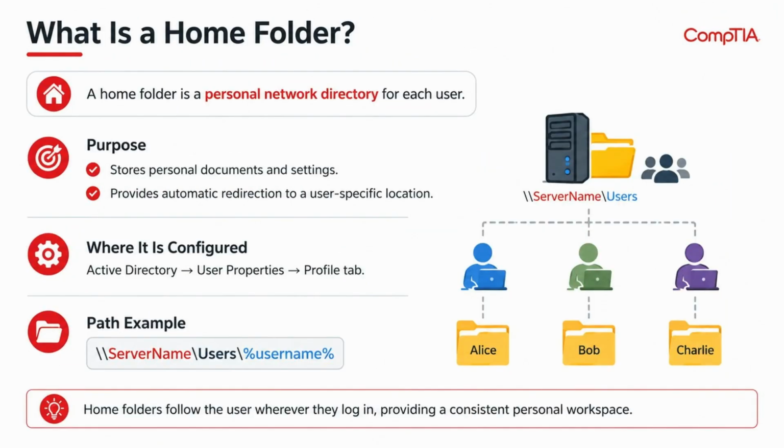A home folder is a personal network directory for each user, storing personal documents and settings with automatic redirection to a user-specific location. It's configured in Active Directory under User Properties, the Profile tab. A typical path looks like a server path ending in users, then the username.